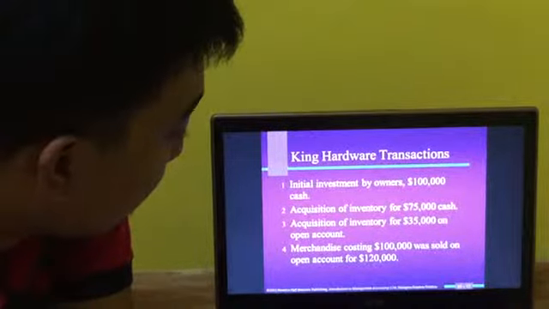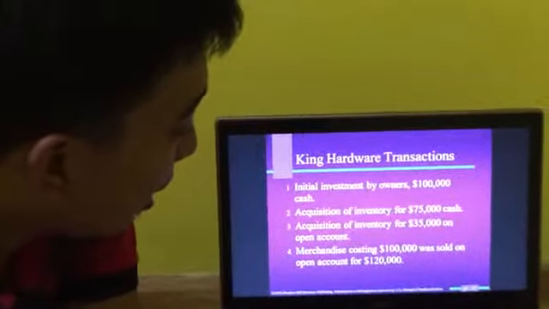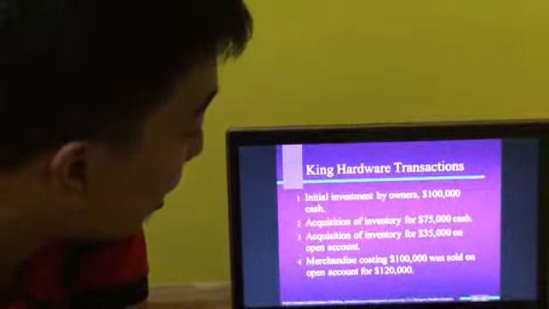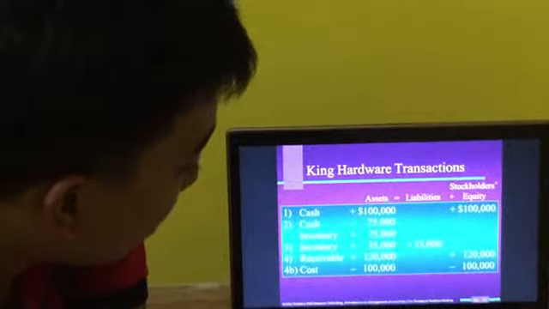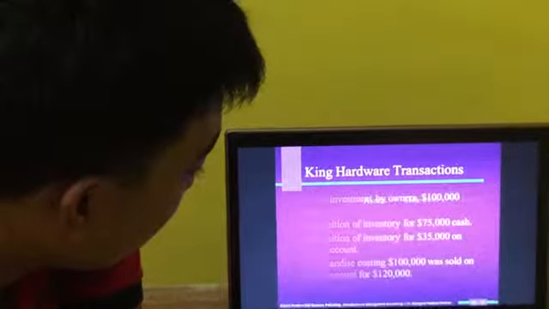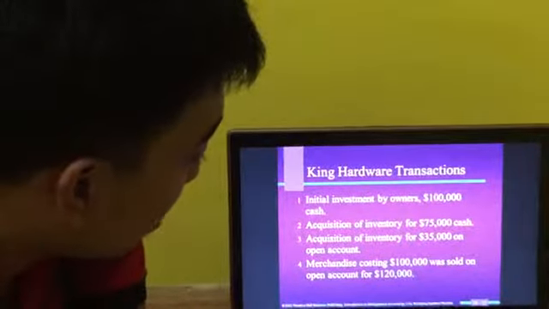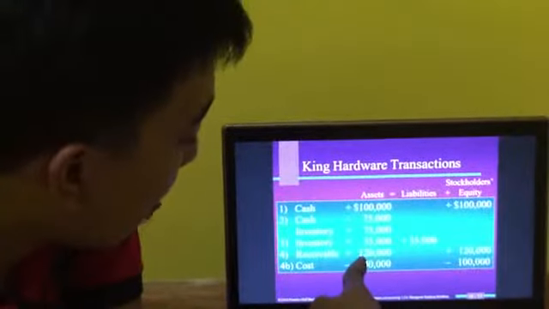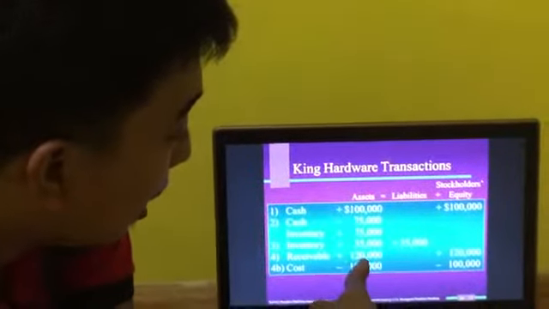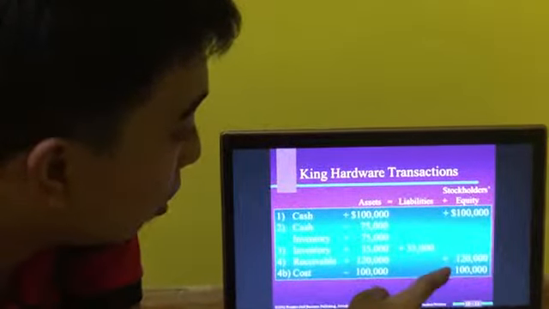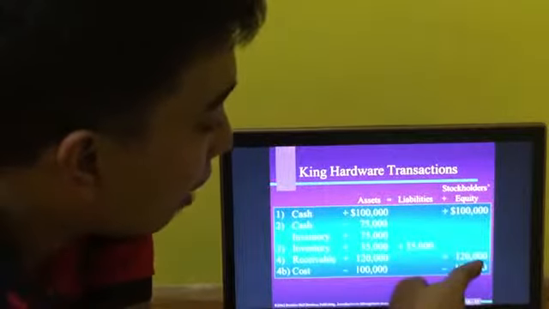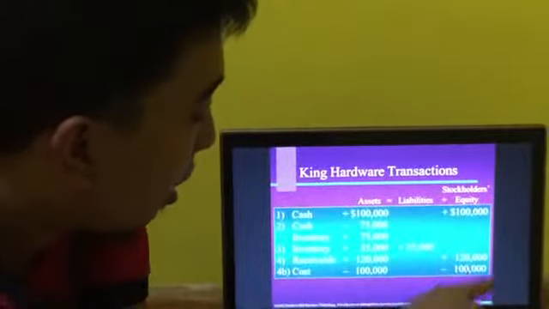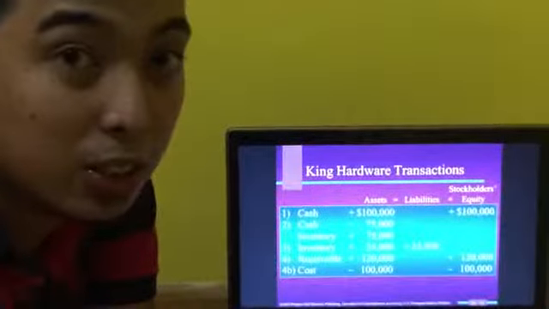Next transaction. Merchandise costing 100,000 was sold on open account for 120,000. So our accounts receivable will go up by 120,000, and our stockholders' equity, through the income account, goes up by 120,000. So these are the transactions.